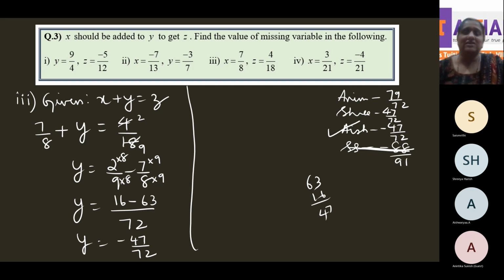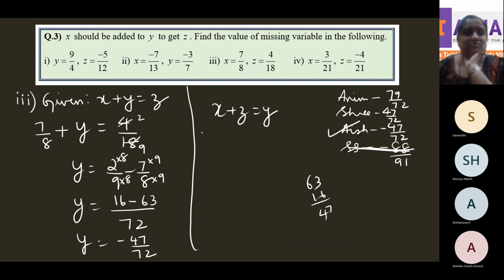16 minus 63. Different sign, subtract and put the sign of the greater number. Minus 47 by 72. Well done, Aishwarya. You tried it correctly. Thank you. Thank you, ma'am. Anantika, let me know where you went wrong. Anantika, I'm scared you have written x plus z is equal to y or something like that.